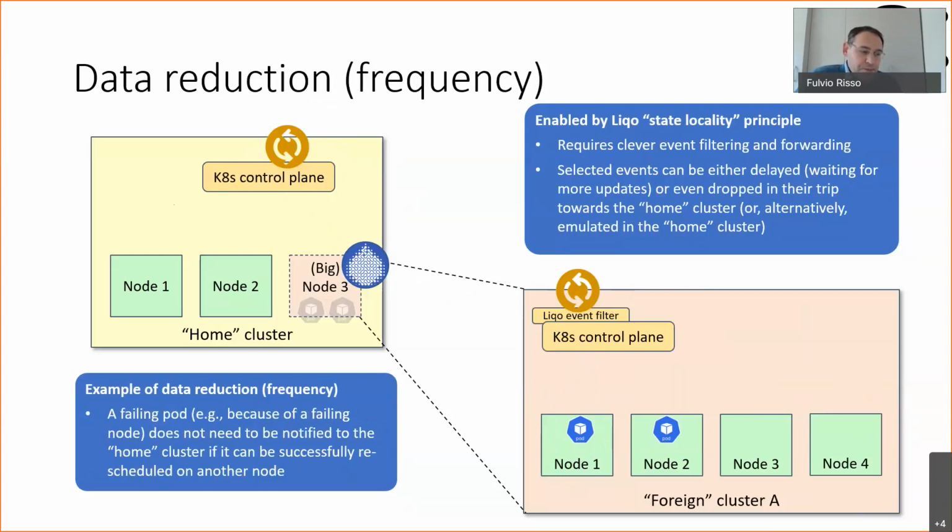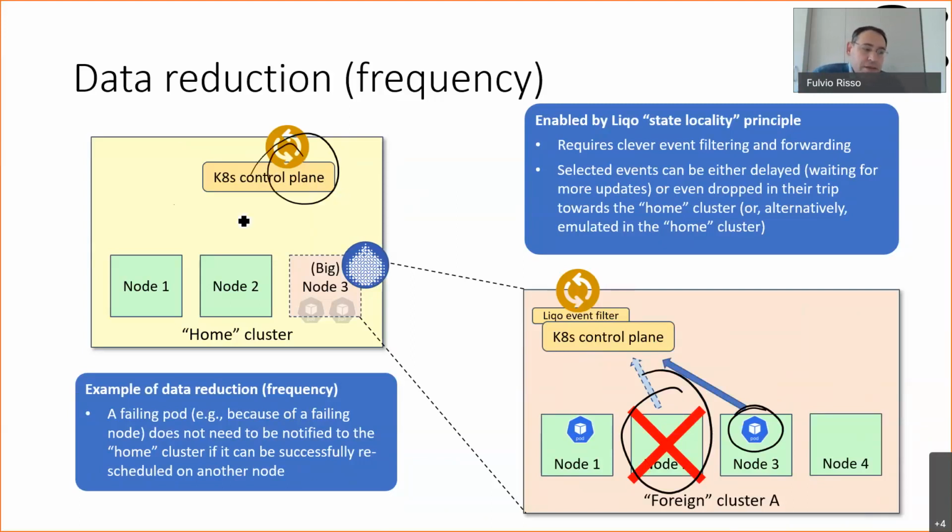Another example here. Let's imagine that you have a pod running on a node, and unfortunately the node fails. So of course, the foreign cluster will be able to reschedule the pod and restart it on another node. Do we have to tell the home cluster that I did this? Probably not. It's enough if I'm able to reschedule the pod successfully on another remote worker, and I don't have to update the control plane at all, again, for better scalability.